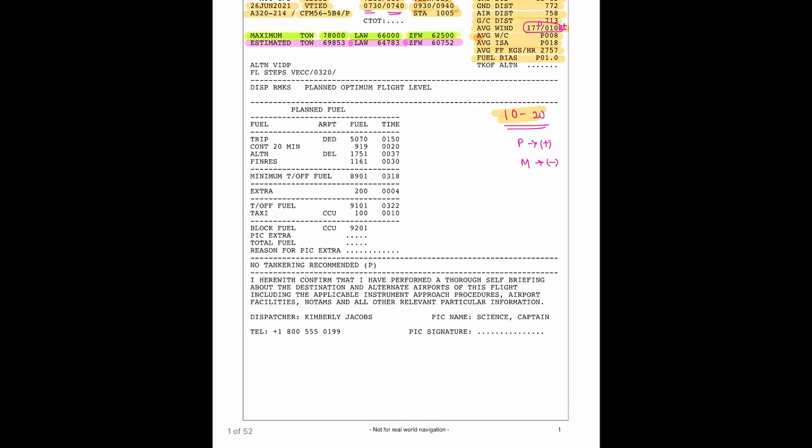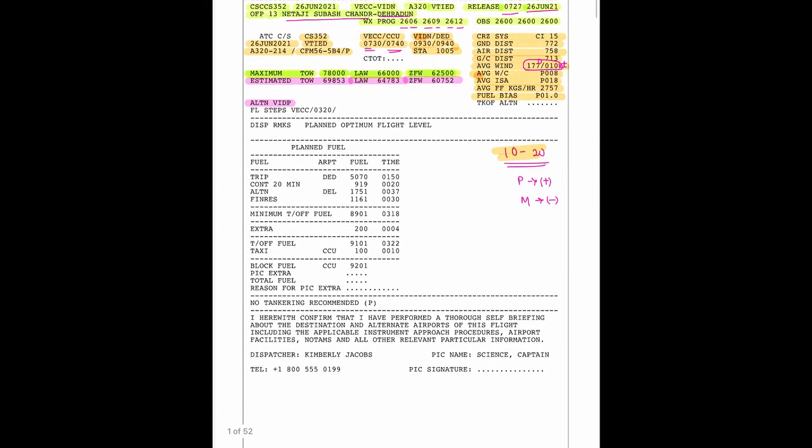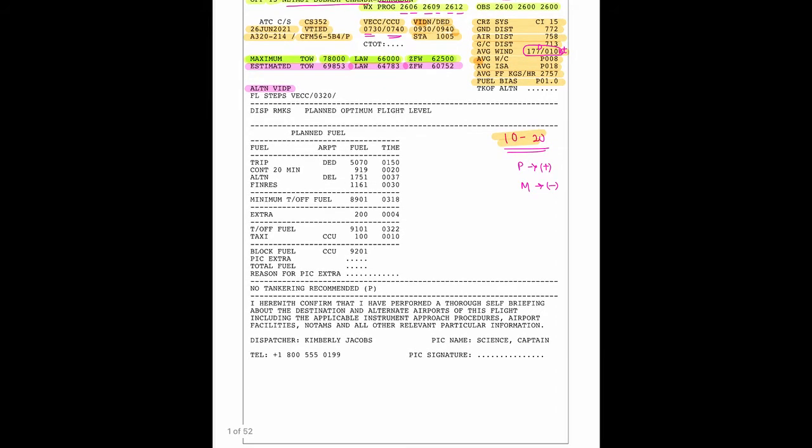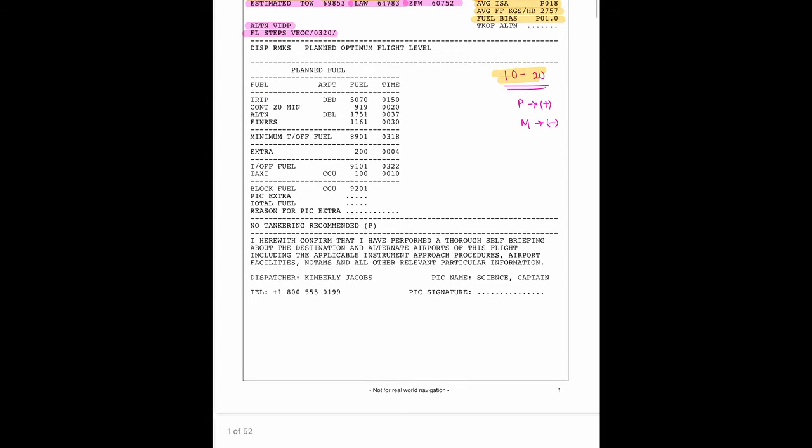Now the alternate is VIDP, Victor India Delta Papa actually. So we are flying to Dehradun and our alternate is Delhi. So for the flight step climb, we'll use the step climb. From Victor Echo Charlie Charlie, we will directly step climb. By the steps, we will climb to flight level 320 actually. This is dispatch remarks, so there are no dispatch remarks for this flight actually.